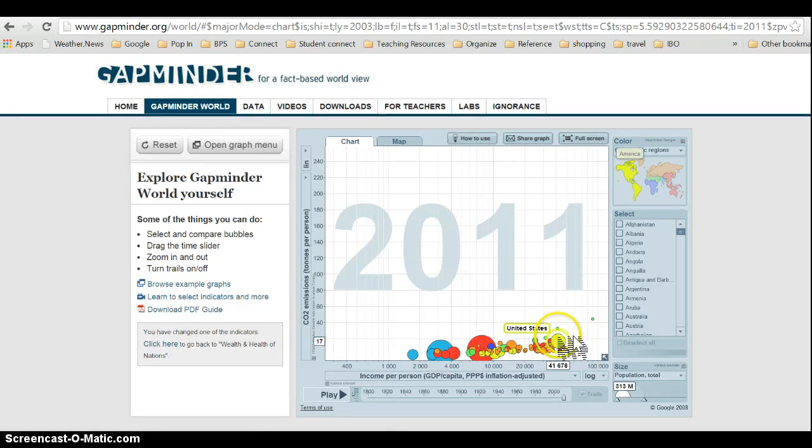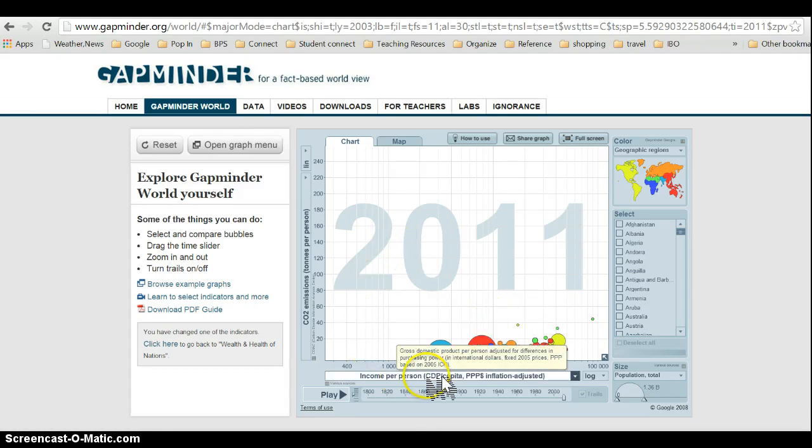Why are the circles different sizes? Because this is the population. So you're actually seeing a multi-dimensional graph here, where you've got your carbon dioxide on the y-axis, income on the x-axis, and you've got this third variable, population, by the size of the circles.